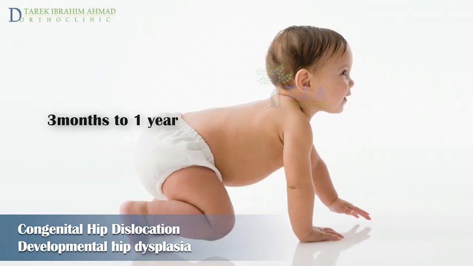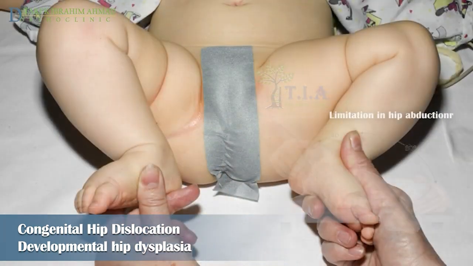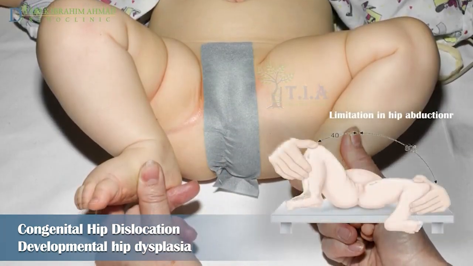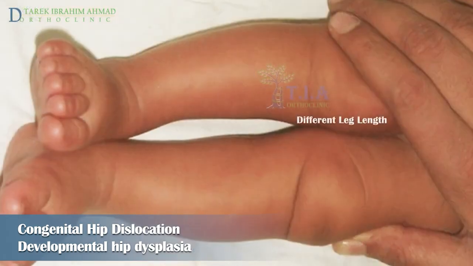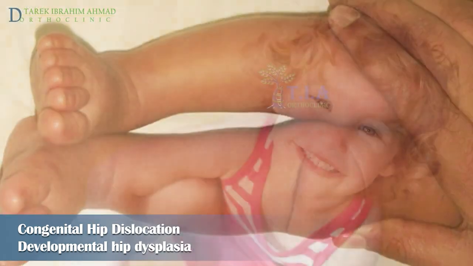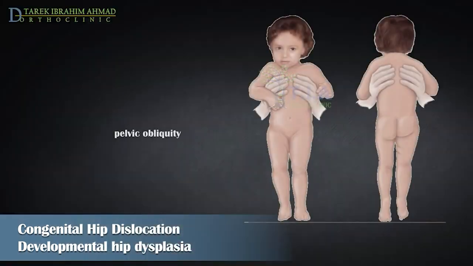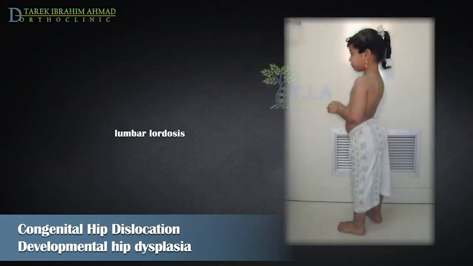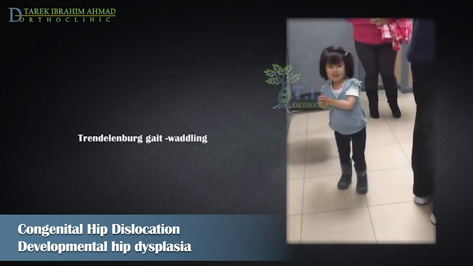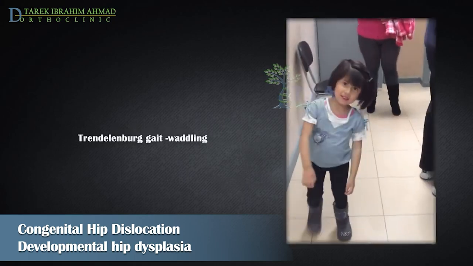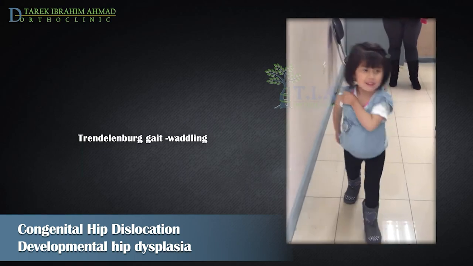From 3 months to 1 year, we find limitations in hip abduction and leg length discrepancy. In a child older than 1 year, we find pelvic obliquity, lumbar lordosis in response to hip contractures resulting from bilateral dislocations in a child of walking age, and Trendelenburg gait that results from abductor muscle insufficiency on the affected side.